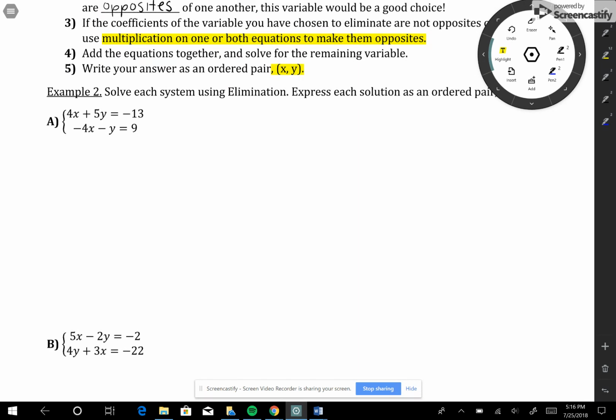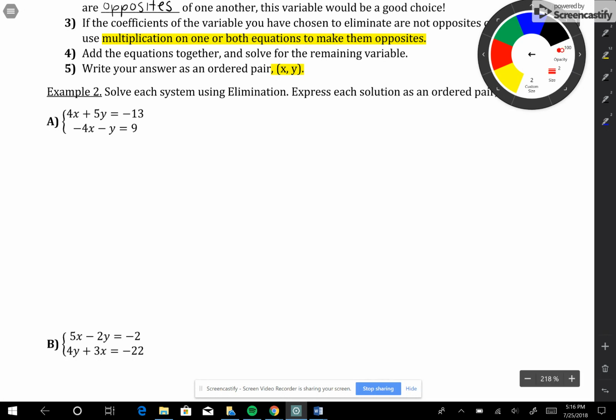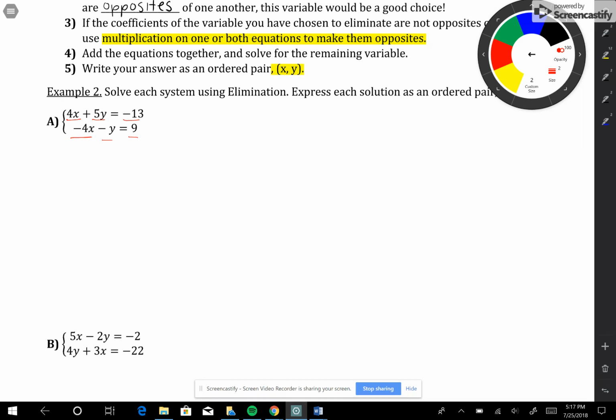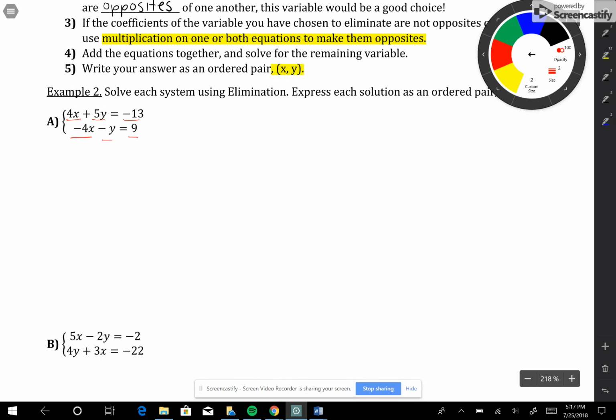Looking at example A, I first am using step 1, I'm going to double check that these equations are in standard form. And as I can see, my first equation has 4x plus 5y equals negative 13. Then my second equation, negative 4x minus y equals 9. That's what we want. We want the x, then the y, and then the constant on the other side of the equal sign, so that if I would make this addition problem, it would be easy to combine like terms.